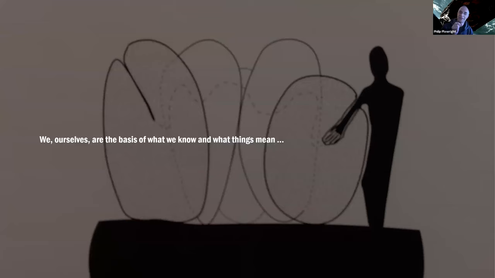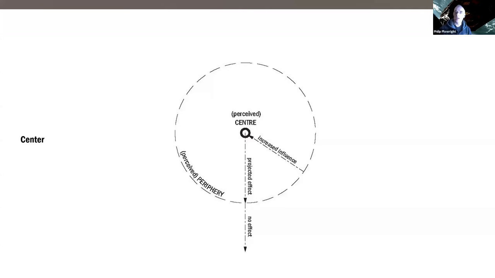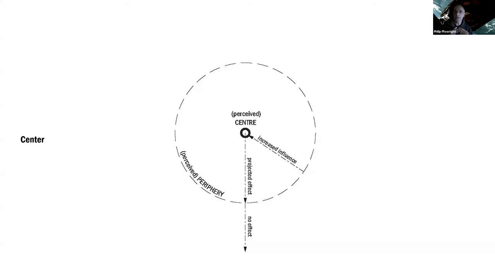I mean, that's the foundation of all the thinking structures that we use. And it's also the basis of how we interpret the environment, how we interpret other people, how our language structures operate. And so we have to come back to the body to understand architectural design. We have to start at the body. And the core of the body is a center.